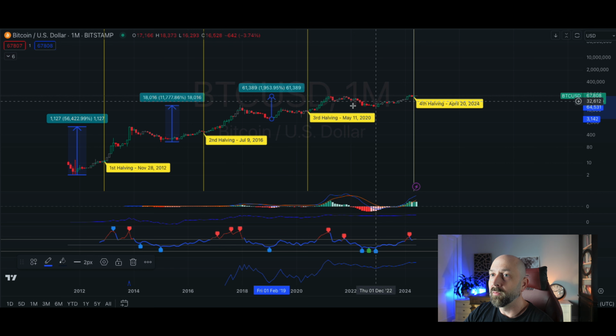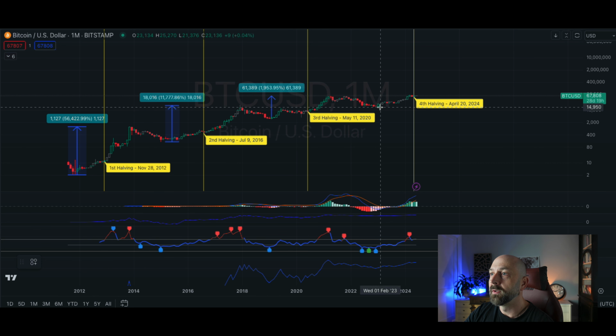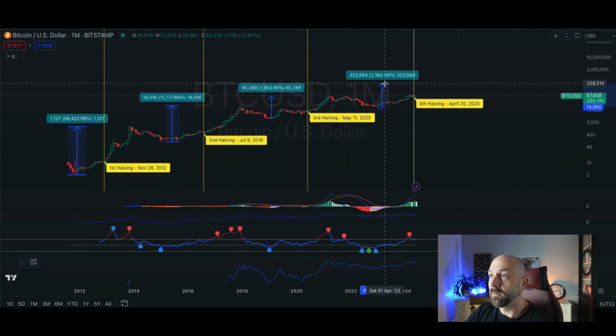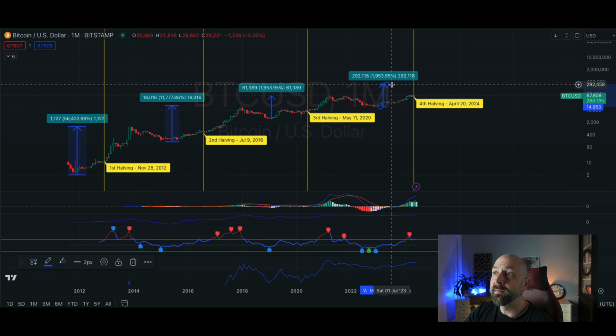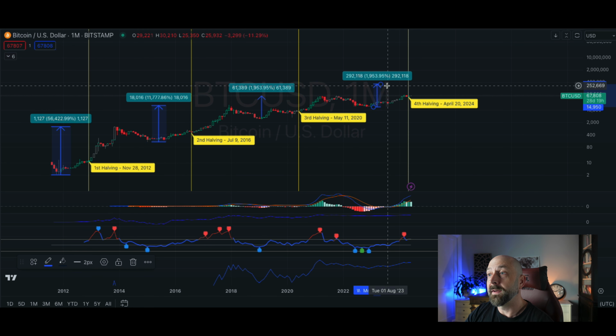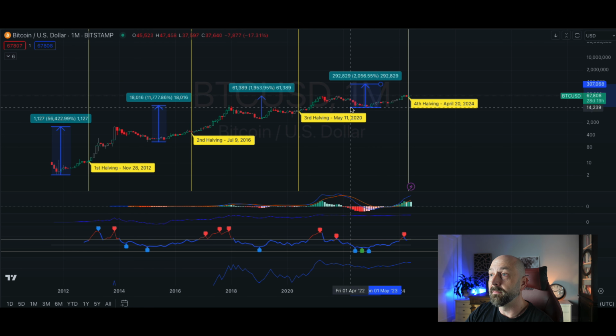Like the percentage returns on price are reducing. So it would be realistic to say in this cycle, we won't go up to have a 2,000% return or more in this cycle. So a lot of people are calling for $300,000 Bitcoin, $100,000 Bitcoin. It's possible. I'm not saying it's not going to go there. There's some other factors that we'll talk about in a minute that may see us get to that level.